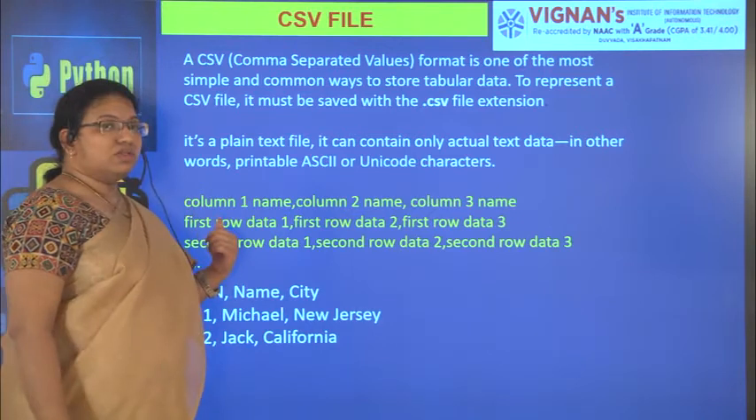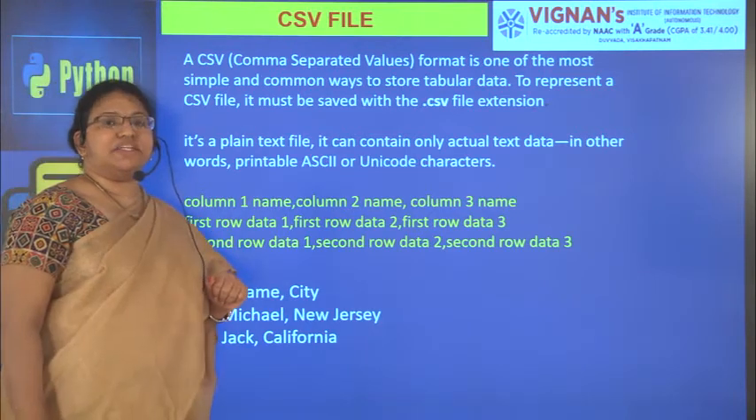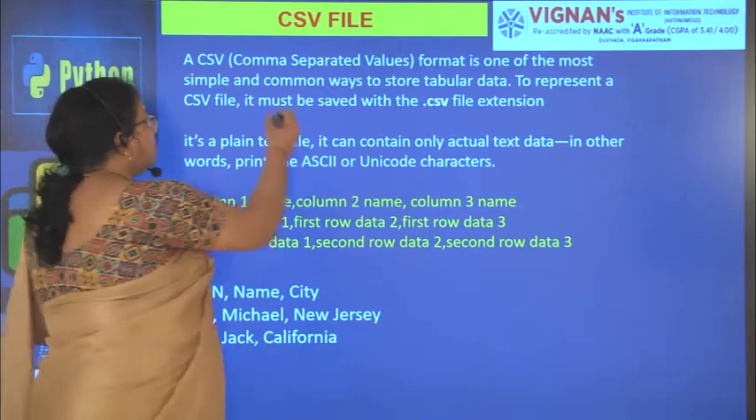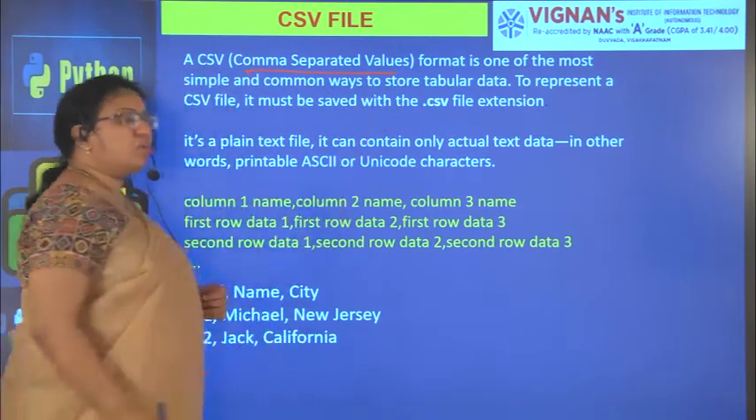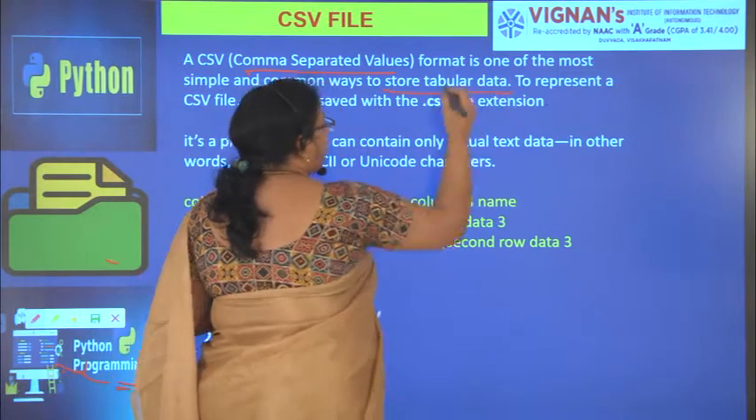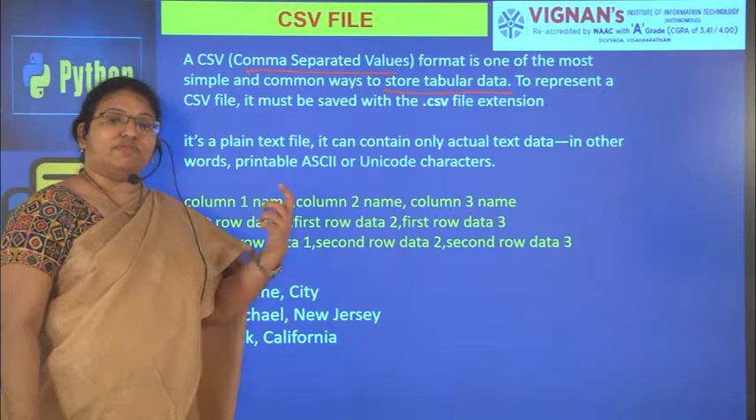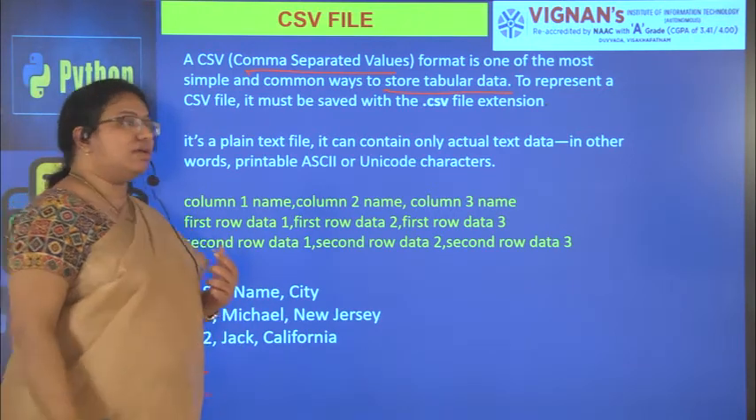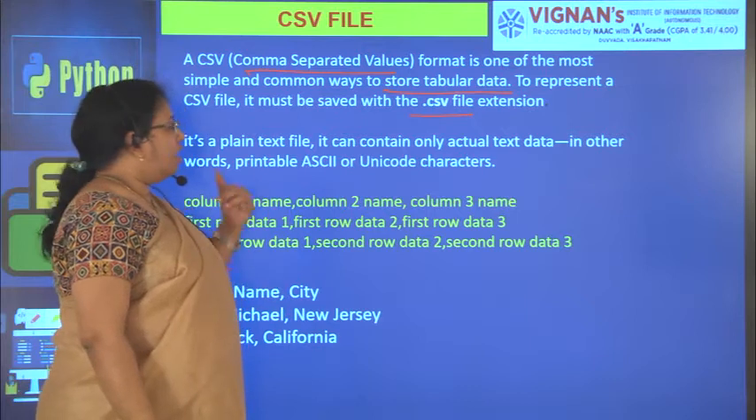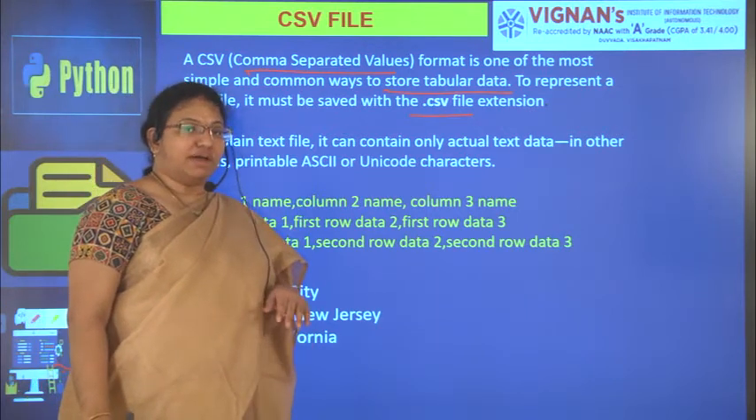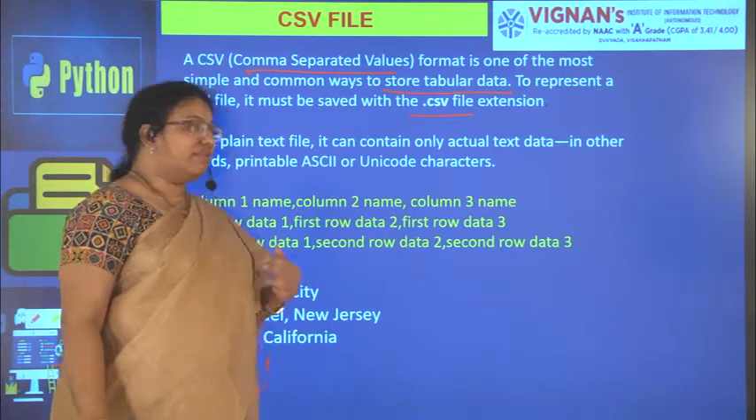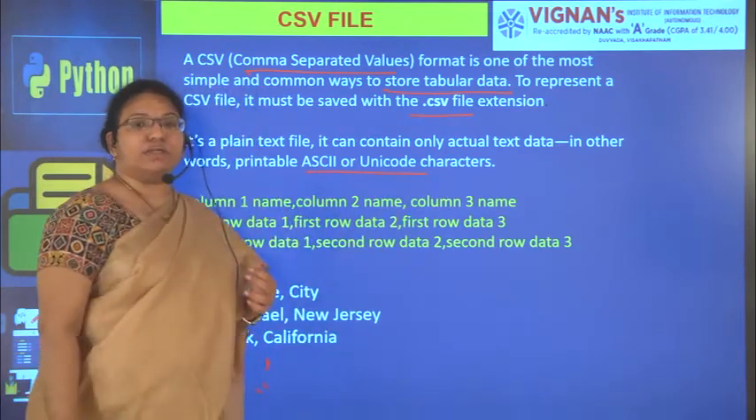See, so let us take an example. In this session, we are going to see the CSV file. CSV is nothing but comma separated values, and it is one of the most useful formats for storing tabular kind of data. In order to save a file in the form of CSV, we have to use the extension .csv. Whatever data you keep in the CSV file is text data, and it is going to use both Unicode characters as well as ASCII values. So ASCII or Unicode characters it is going to consider.